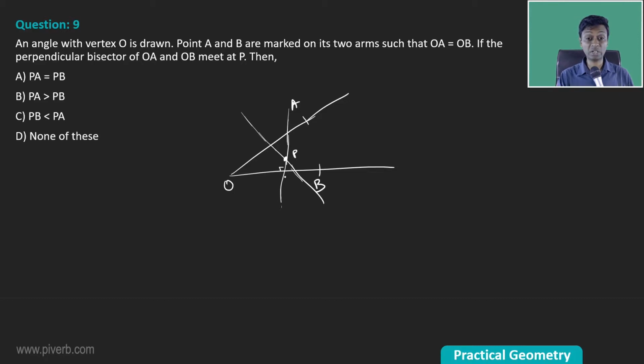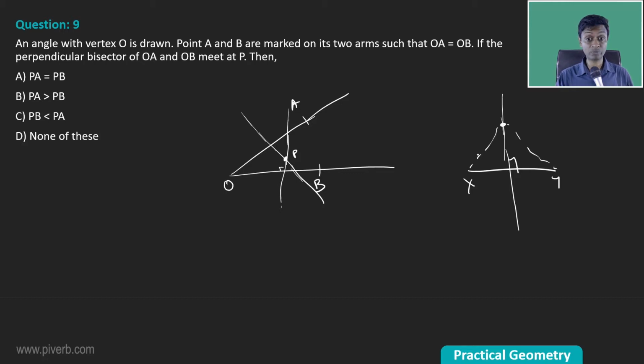Wonderful. Then what can we say about this? The perpendicular bisector of OA meets the perpendicular bisector of OB at P. So imagine a line XY, draw the perpendicular bisector of XY. Every point on the perpendicular bisector will be equidistant from X and Y.